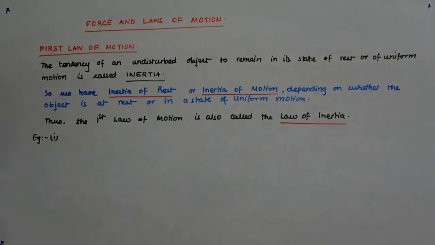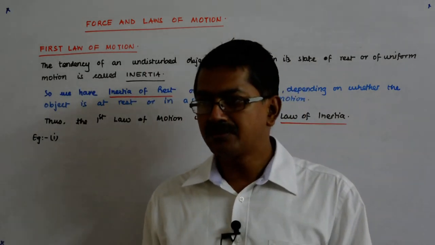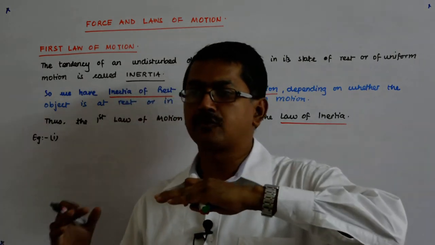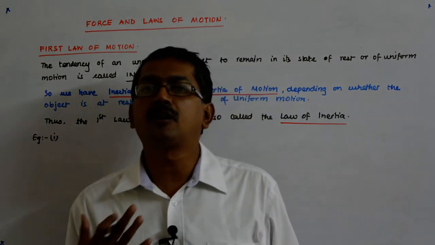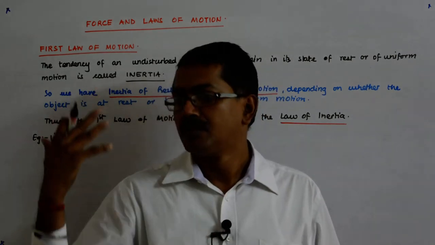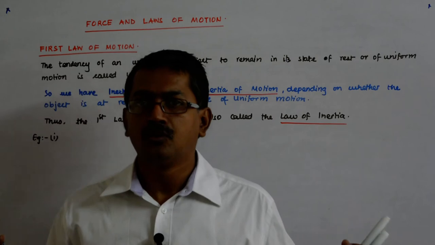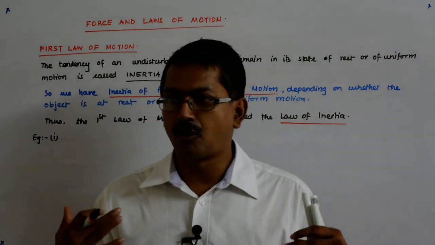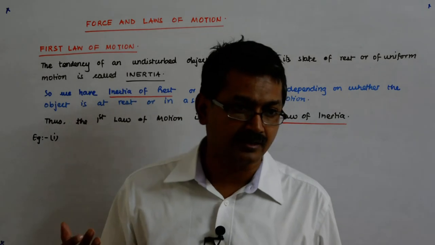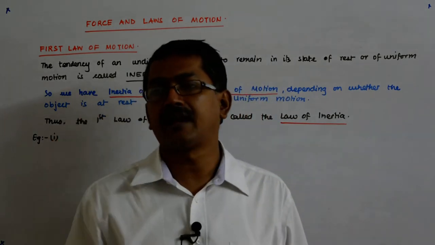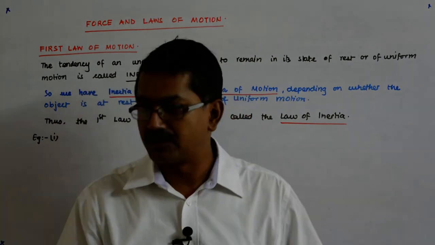Say, number one, suppose you are moving in a car and the car suddenly brakes. Then what happens? The car has braked, so it starts retarding, but your body, which is sitting inside it, wants to remain in the same motion, right? It wants to continue the motion. That's why you lunge ahead. Your body goes ahead. Suppose the car is going at 120 kilometer per hour and someone suddenly brakes, what will happen to the passengers? They'll be thrown forward, right?